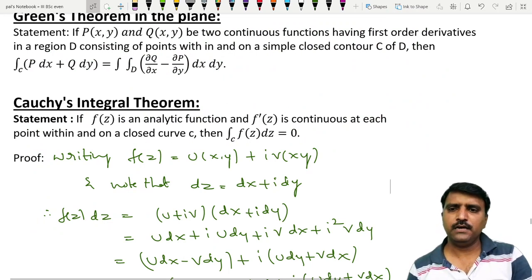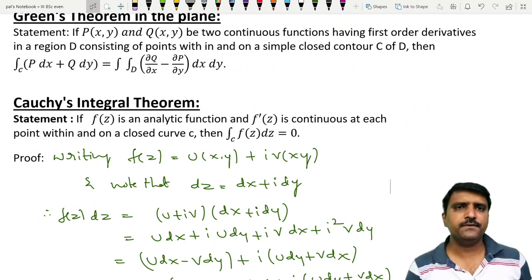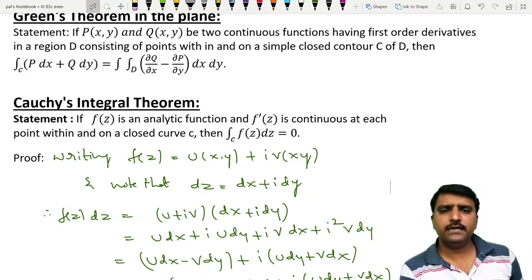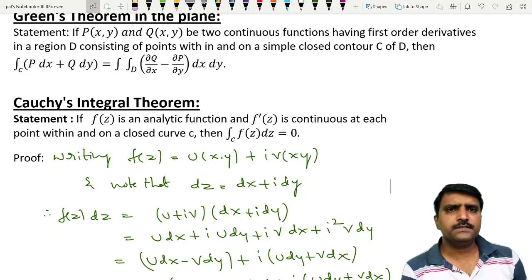Cauchy's integral theorem states that if f of z is any analytic function and f dash of z is continuous at each and every point in the closed contour C, then the integration of f of z dz over C is equal to 0.